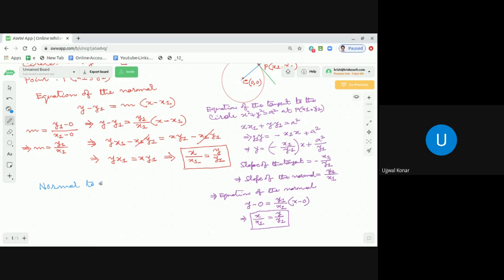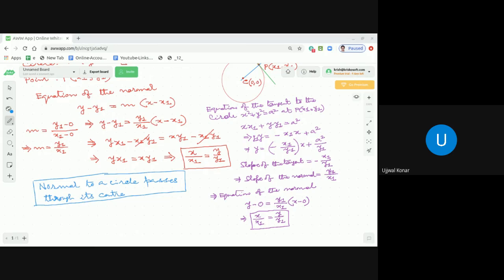Normal to a circle passes through its center. Okay, remember this thing because this is a very important piece of information.